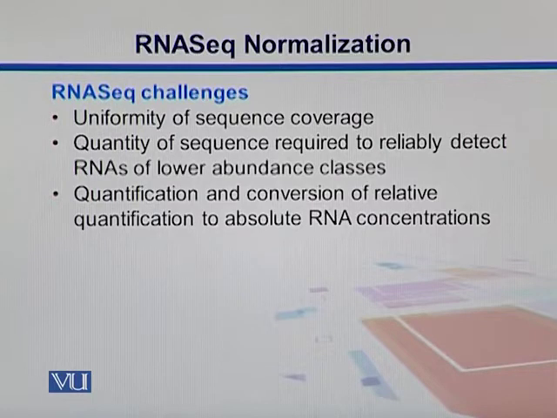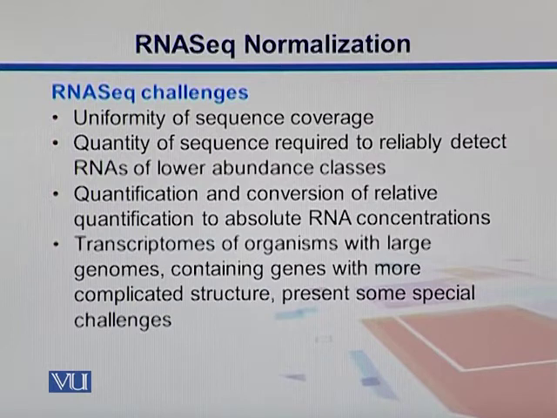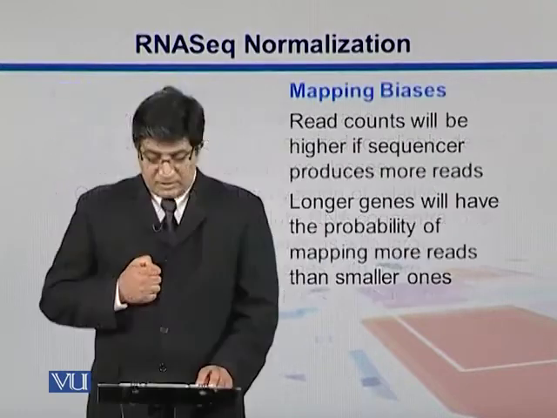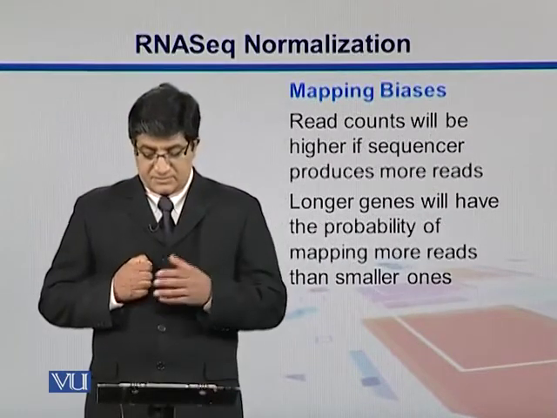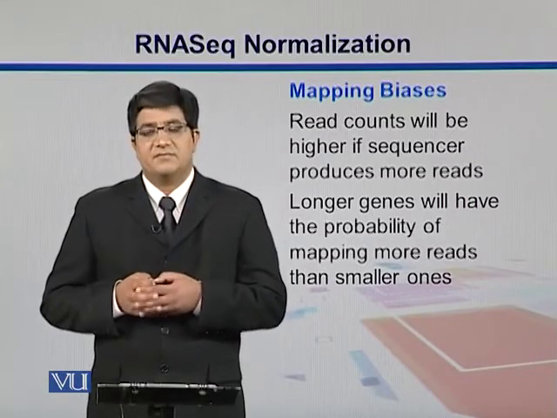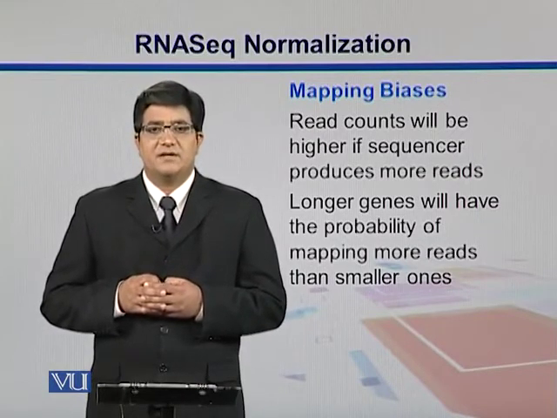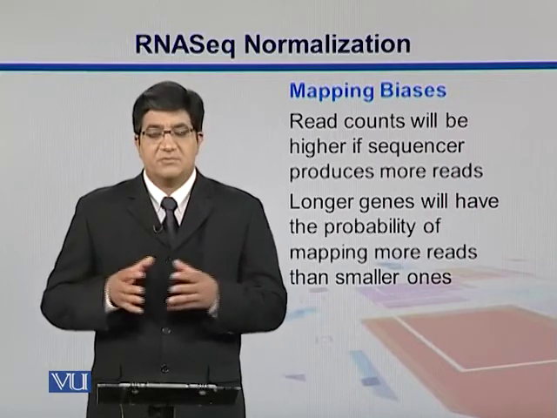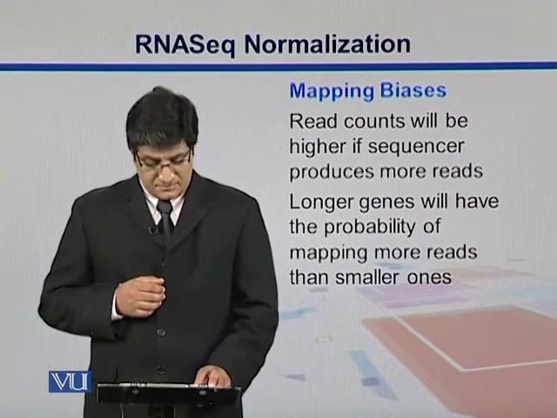The quantification and conversion of relative quantification to absolute RNA concentration is also an important challenge. Transcriptomes of organisms with larger genomes, containing genes with more complicated structures, also pose some special challenges to this analysis. The read counts will be higher if sequencers produce more reads, and we have said earlier that longer genes will get more reads hitting them, so we need to account for these mapping biases.